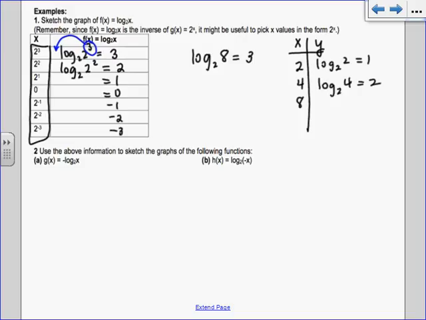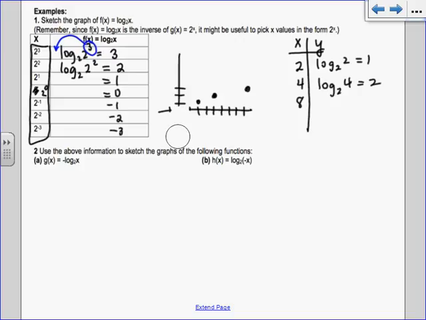All right, so if I'm sketching a graph, I have 8, 3. I have 4, 2. I have 2, 1. I have 0, 0. Why do I have 0, 0? Now I'm confusing myself. Log base 2 of 2 to the 0. Yeah, that's not 2. That should be 2 to the 0. Sorry. That should be a 1.